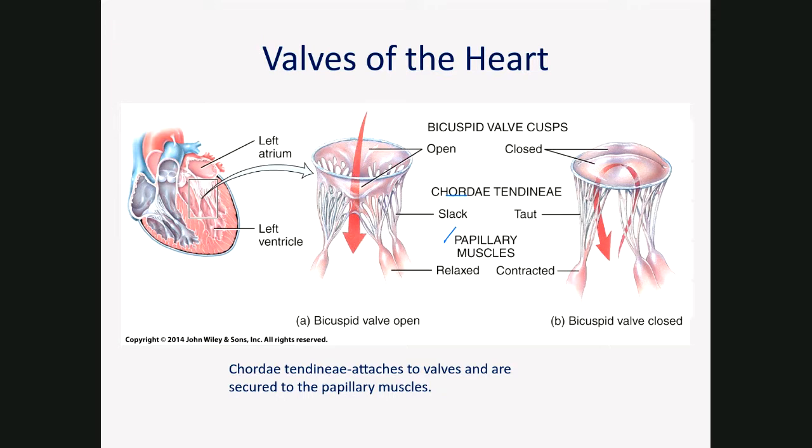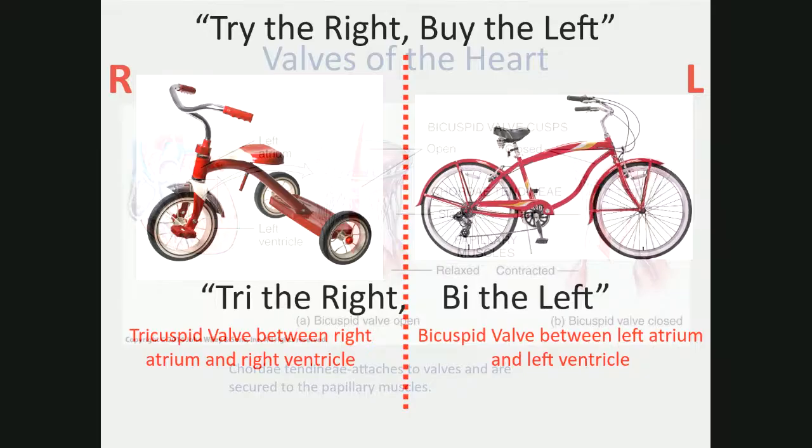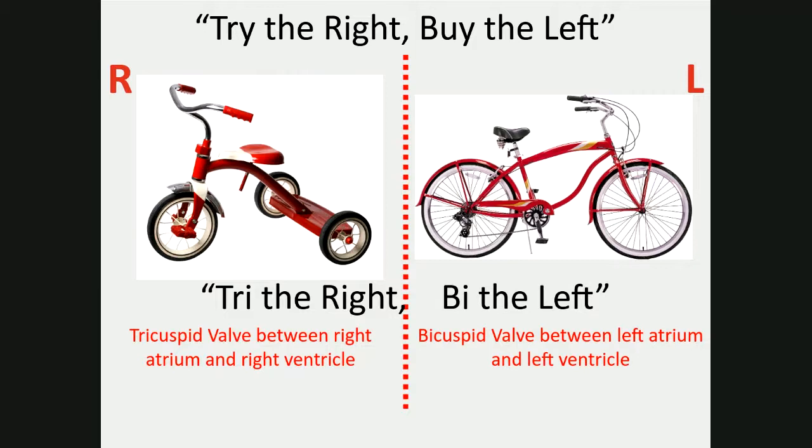So when this is relaxed, the cords are not taut, but then when the papillary muscles contract, they tighten the chordae tendineae, and then we close the bicuspid valve. I'm sorry. So a good mnemonic is try the right, tricuspid for the right. What was another name for the tricuspid valve? The right atrioventricular valve. And for the left, another name would be the left atrioventricular valve, or also the mitral valve.